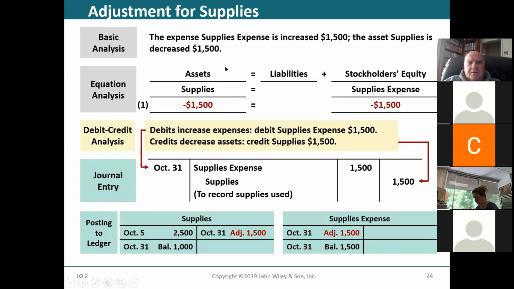So let's take a peek at it here. You have a basic analysis. We bought supplies for $2,500, and I'll bring your attention to the bottom of the page. We purchased supplies for $2,500 and credited cash. That was at the beginning of October. Now at the end of October, we realized that we used $1,500. So we're going to debit supplies expense to increase the supplies expense and credit the asset supplies. Make sense, Susie, so far? Susie's muted. Okay.